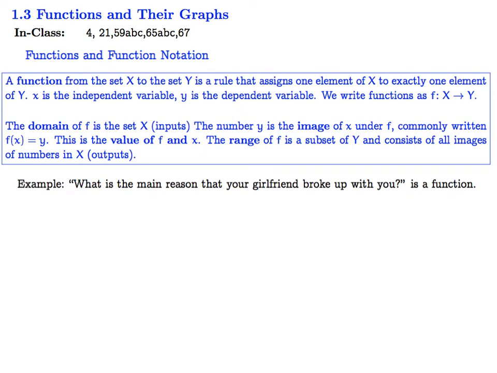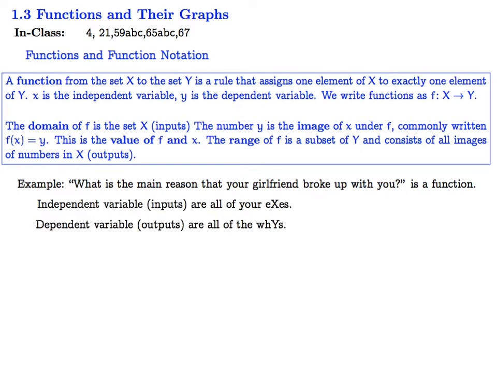So for example, if we look at the question, what is the main reason that your girlfriend broke up with you? This is a function. So of course the independent variable in this question are all of your x's. If someone came up to you and asked you this question, you would have to say, well, which girlfriend would you mean? You'd have to specify an input. And then the dependent variable or output is going to be the reason why. It's going to be sort of the answer to a question. So you always want to think of a function as sort of a question that takes an input, and the output is the dependent variable.